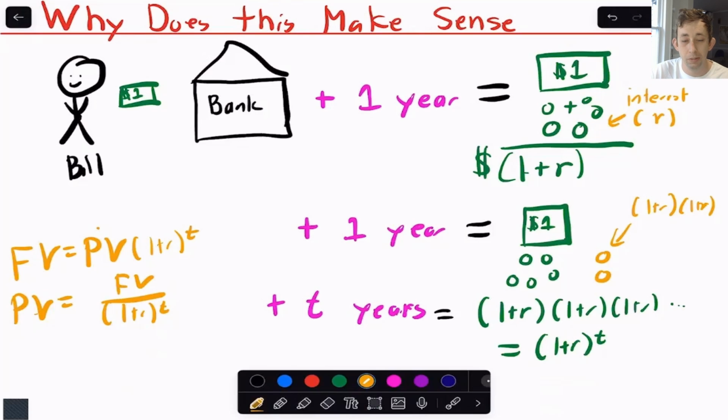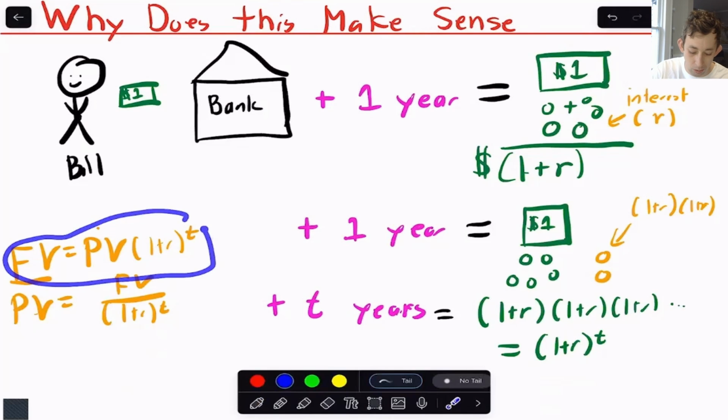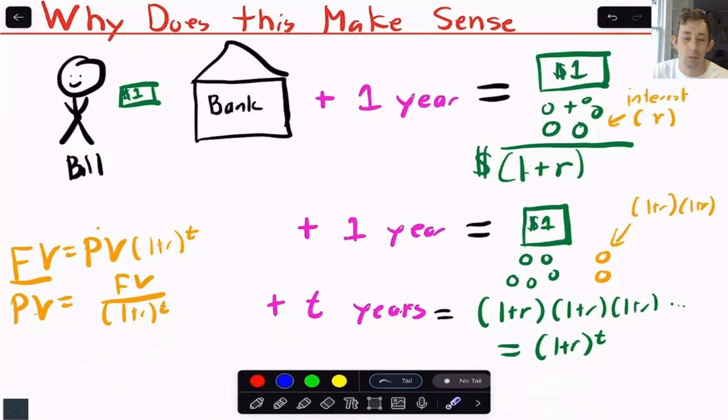So we can call the amount of money that Bill has in his bank account in some future period the future value. And the future value is just the present value times 1 plus R to the T, which is what I've written down right here. That's the amount of dollars that Bill's going to have in the future. But how many dollars would Bill have to put in the bank today in order to have some amount of future value in the future?